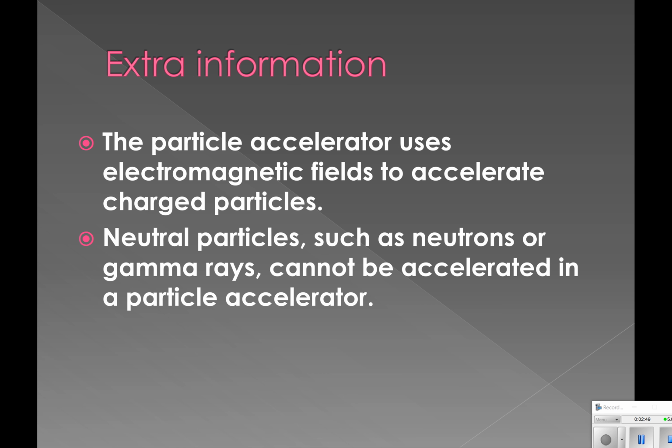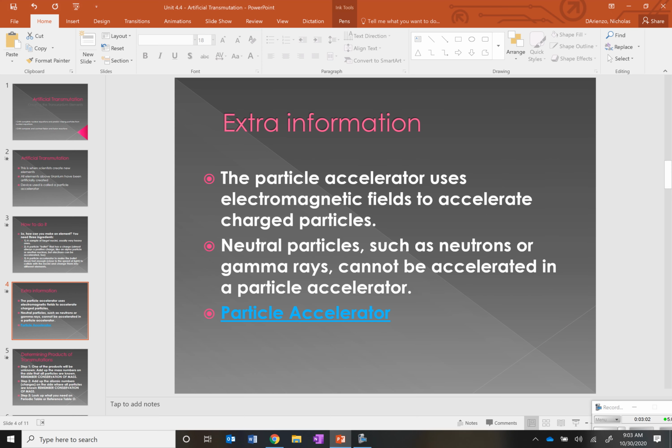Neutral particles, however, cannot be accelerated in the particle accelerator. So neutrons or gamma rays are not going to be able to be accelerated using this particular device. We'll take a look at a little bit behind the particle accelerator.